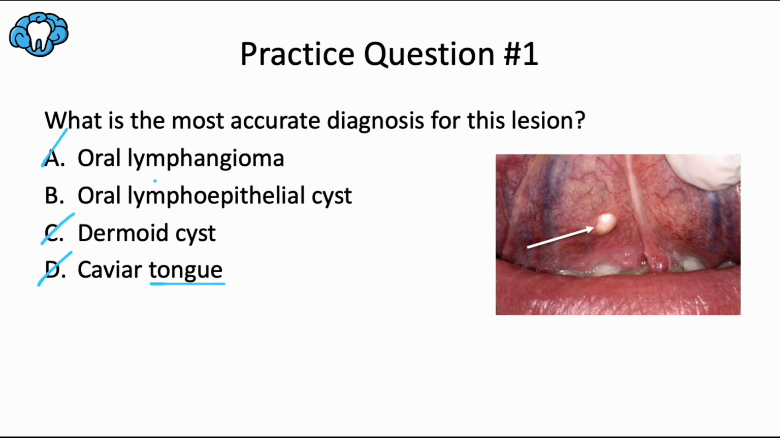And then we have the oral lymphoepithelial cyst. It's a small, whitish yellow, usually hard nodule that most commonly appears on the lateral or ventral tongue. It fits the description really well here, and that is in fact what this lesion is. So that is the best diagnosis. The answer for this one is B.